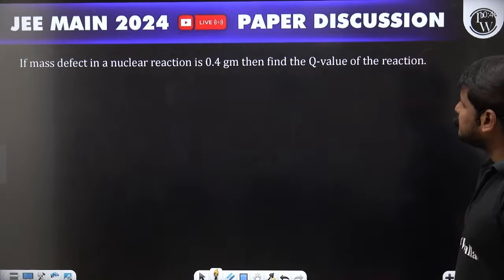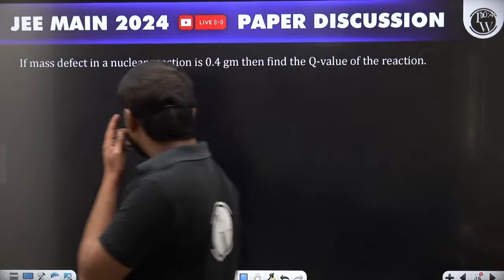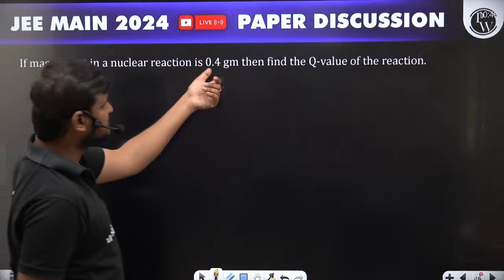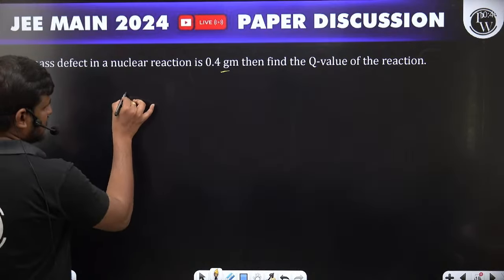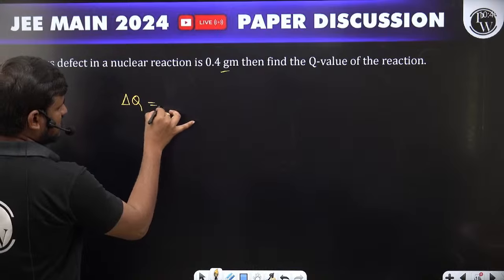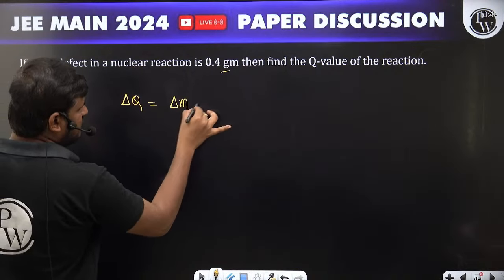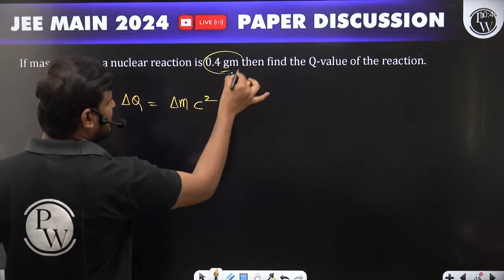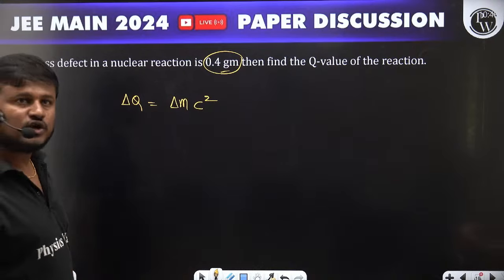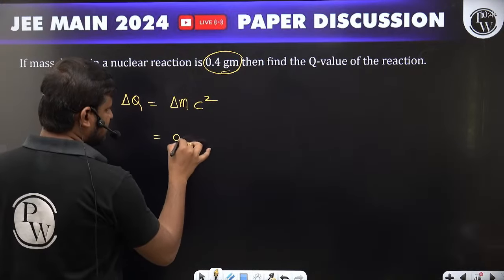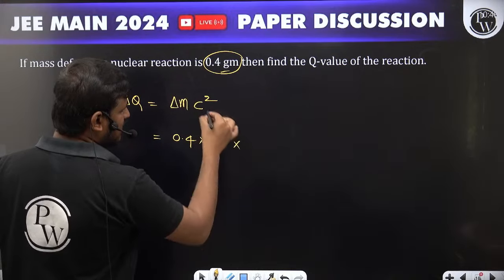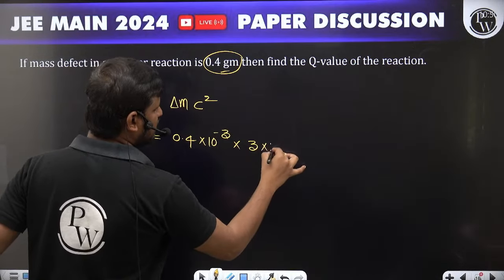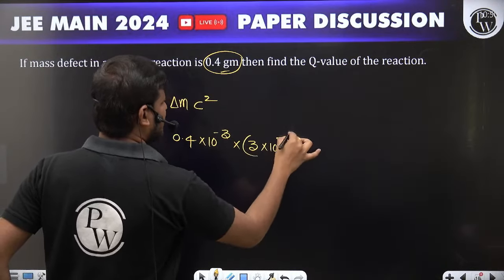So this question is from modern physics. If the mass defect in a nuclear reaction is this much, find the value of Q. You always know that delta Q is equal to delta M into C squared. The mass defect is already given: 0.4 grams, which is nothing but 0.4 into 10 to the power minus 3, into, what is the C value? 3 into 10 to the power 8, whole square. Direct formula based question.